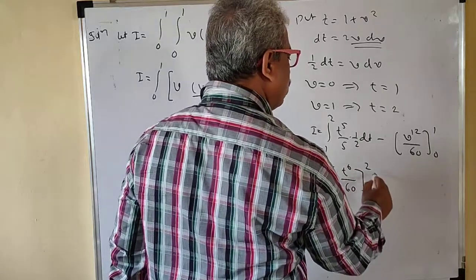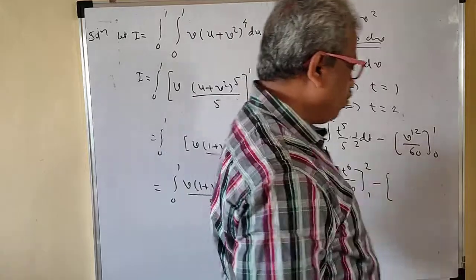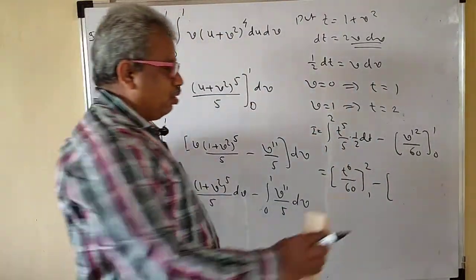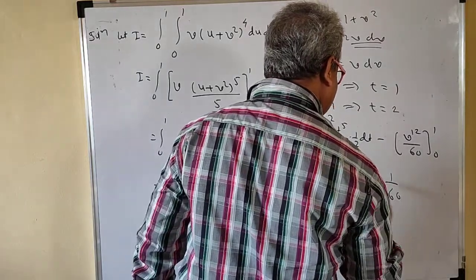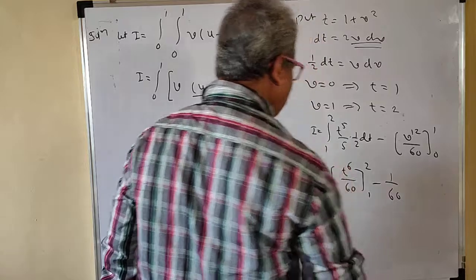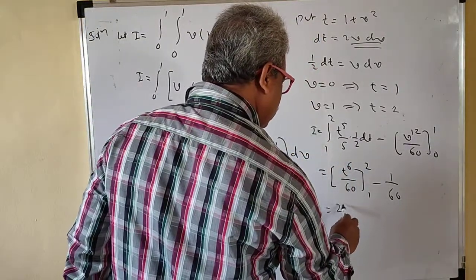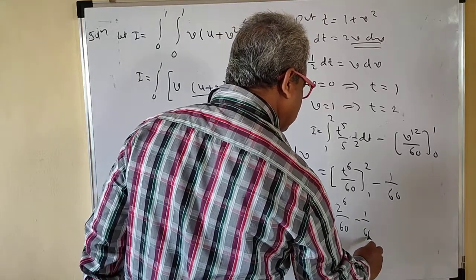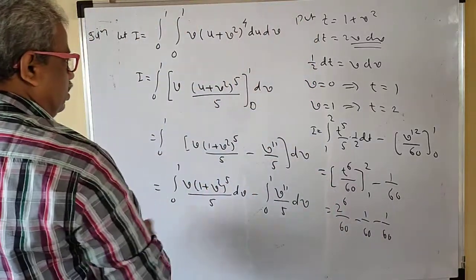This is what? 1 to 2 minus. If you put v is equal to 0, I can directly write the value of that one. So v is equal to 0, then this is 0, 1 by 16. Okay. So this is what? Then 2 raised to 6 upon 16 minus 1 upon 16.